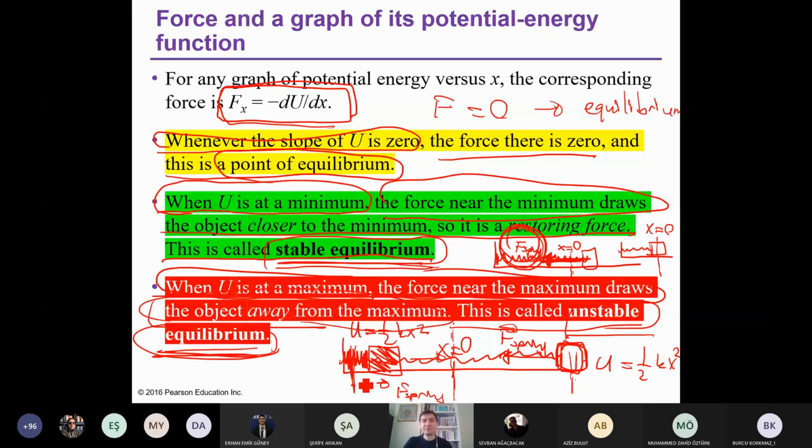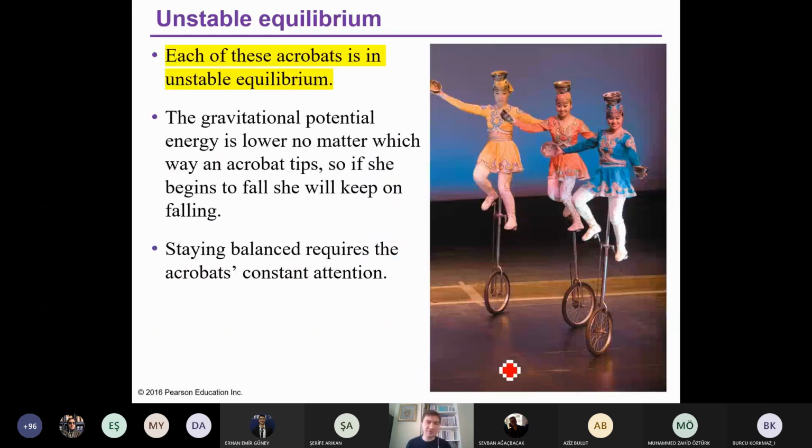I have two transparencies with examples, and then I finish my lecture. So this is an example for the unstable equilibrium. Here there are acrobats, okay, and here you see a single wheel. So each of these acrobats is in unstable equilibrium.